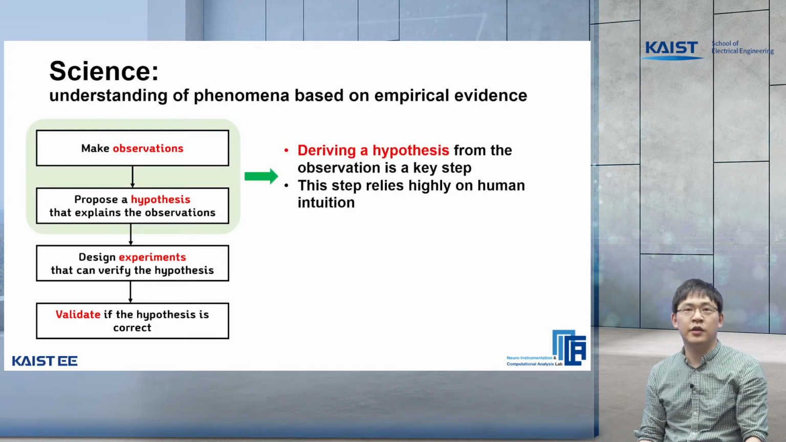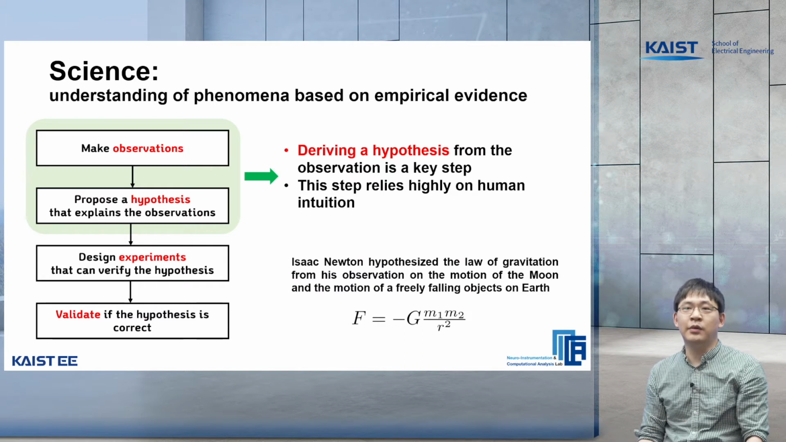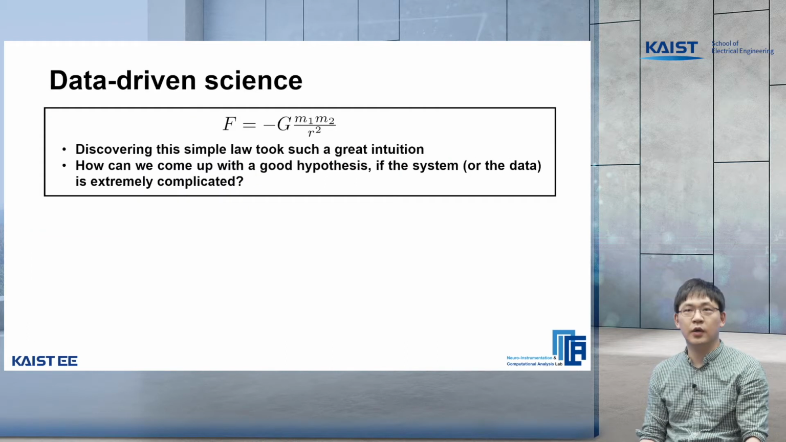In this process, deriving a hypothesis from the observation is often the key step, and this step relies highly on human intuition. For example, Isaac Newton hypothesized the law of gravitation from his observation on the motion of the moon and the motion of freely falling objects on Earth. He thought those two are basically the same phenomenon that could be explained with the law of gravitation, which is a great intuition. So as you can see, discovering this simple law took such a great intuition.